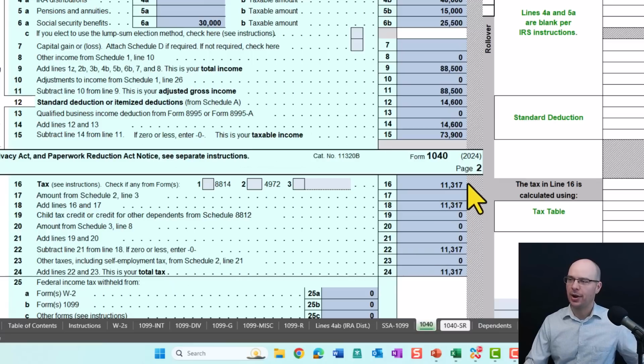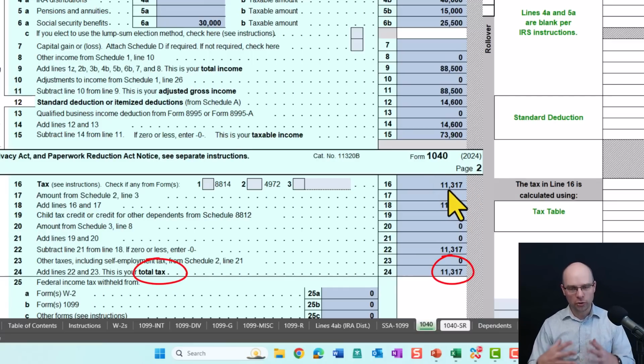The net bottom line is the total tax on his income for 2024 at the federal level is going to be $11,317. Once we have our number for where we think the tax bill is going to be for the given year, we can use that to calculate how much we should be withholding from our various sources of retirement income.